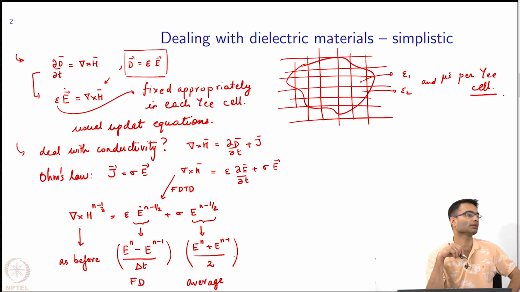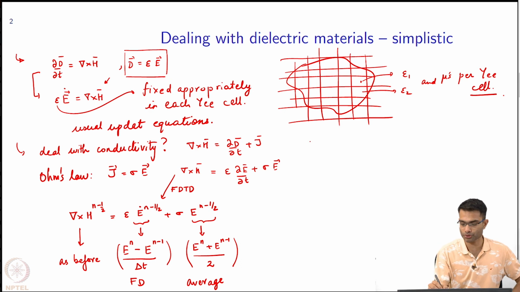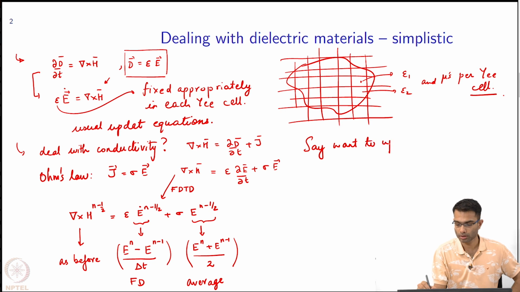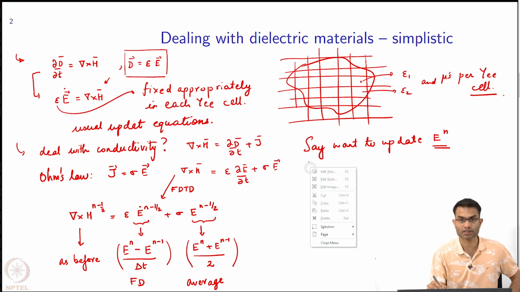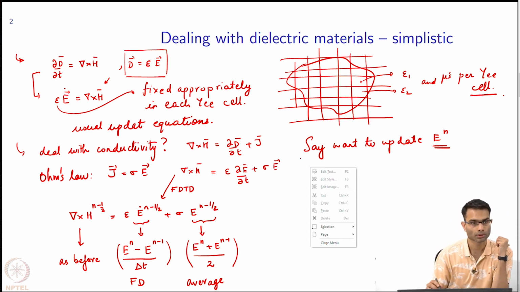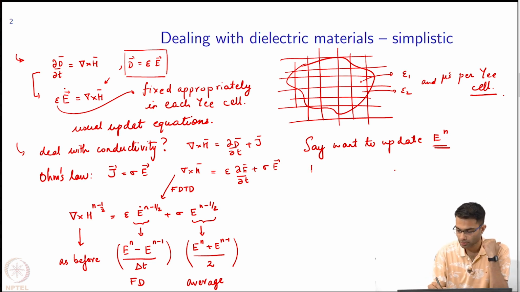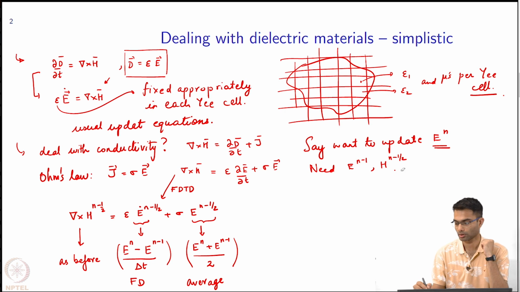So, this is how you would deal with a material that has conductivity, right. Now, in your leapfrog system, what all do you need? So, supposing you want to update E n, what all do you need to know from this equation? Let us start from the farthest back in time. I need to know E n minus 1 and I need H n minus half, okay.